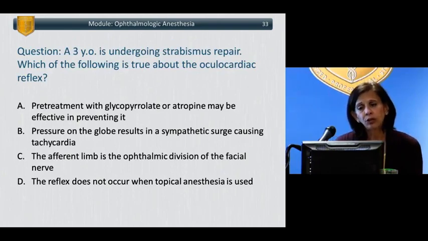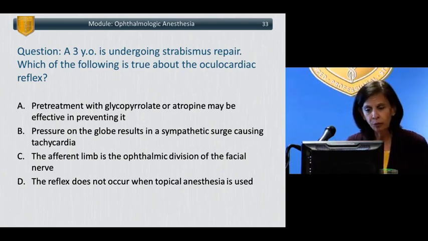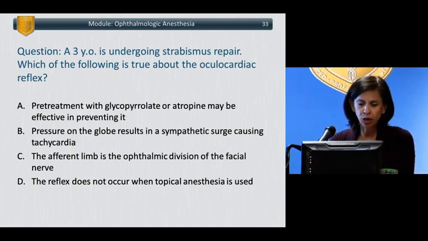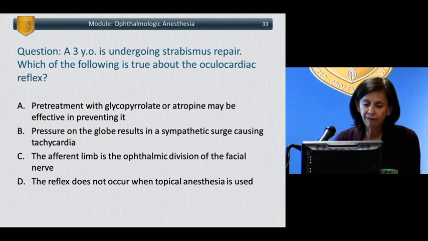So, the 3-year-old undergoing strabismus repair: which of the following is true about the oculocardiac reflex? Hopefully you were listening and hopefully I was clear. A, pretreatment with glycopyrrolate or atropine may be effective in preventing it. B, pressure on the globe results in a sympathetic surge causing tachycardia. C, the afferent limb is the ophthalmic division of the facial nerve. D, the reflex does not occur when local anesthesia is used.